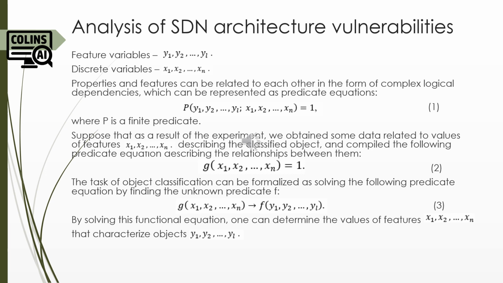Classifying the considered object means determining, based on this predicate equation and experimental data about the features, which property this object has and which property it does not have, to correspond it to. Then, based on the predicate dependency and experimental data on the features, it is possible to determine to which class the given object belongs. As is evident from the above consideration, the values of the features are grouped into a matrix. Suppose this is the result of the experiment. We obtain some data related to values of features describing the classified object, and complete the following predicate equation describing the relationship between them. The task of object classification can be formalized as solving the following predicate equation by finding the unknown predicate f.